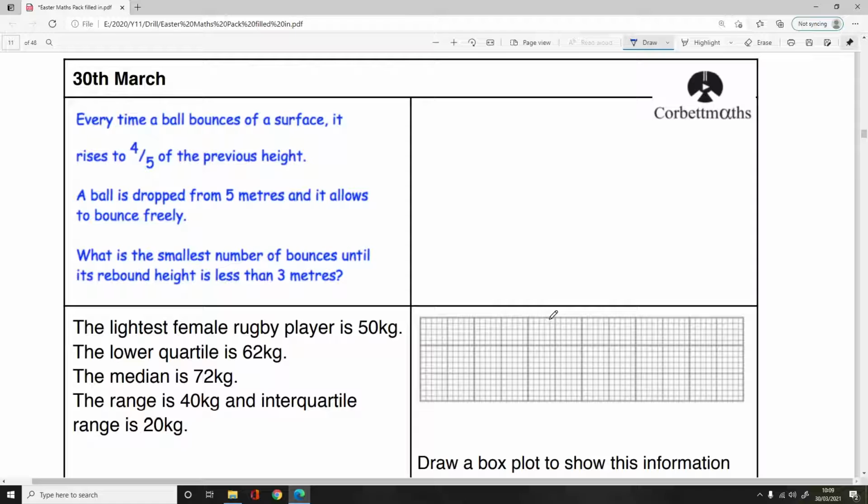Every time a ball bounces on a surface, it rises to 4/5 of the previous height, drop from 5 meters and bounce freely. Well, how long does it take before it rebounds less than 3? Okay, so this seems fairly straightforward. We'll start with 5 meters, and then it'll bounce, and we want to times that by 4/5. So if we do that, that gives you 4. Okay, so it's still not less than 3 meters, so let's times by 4/5 again.